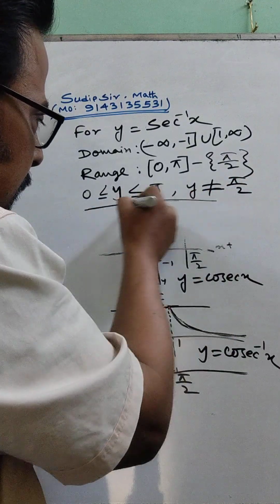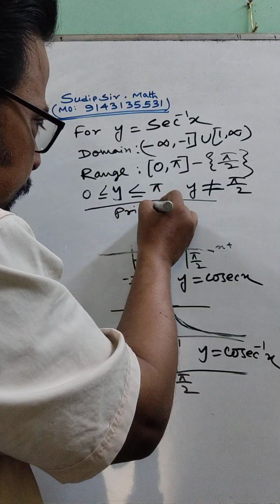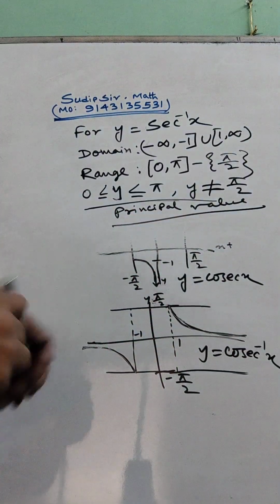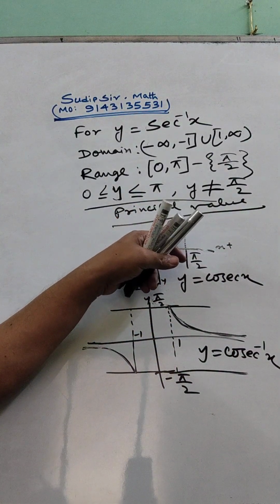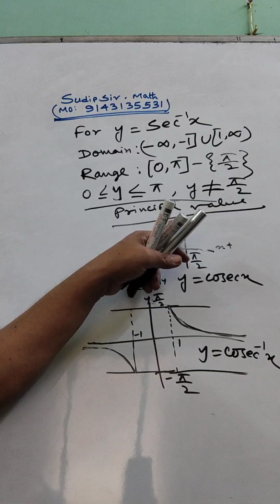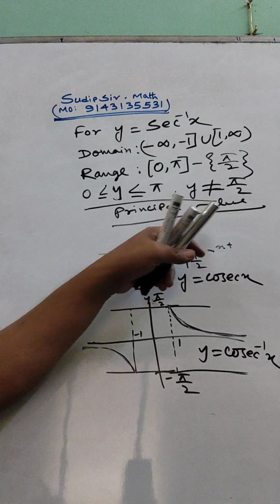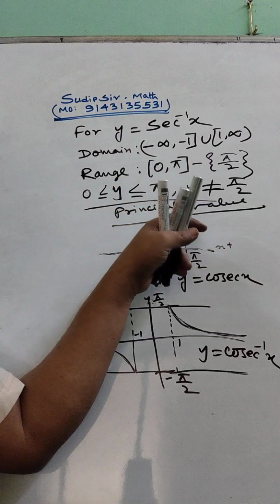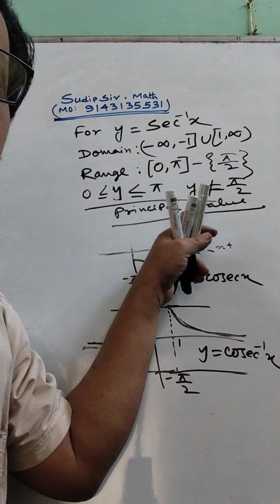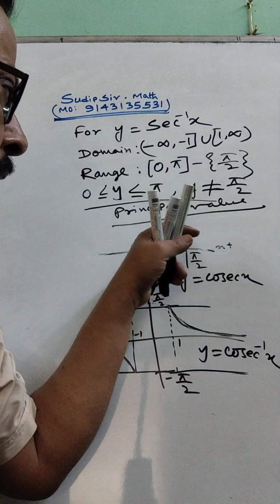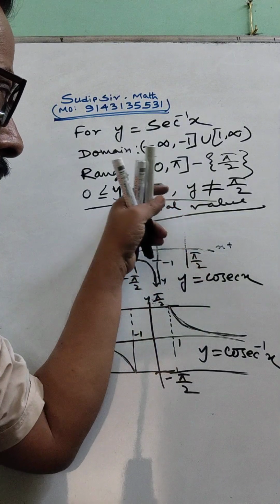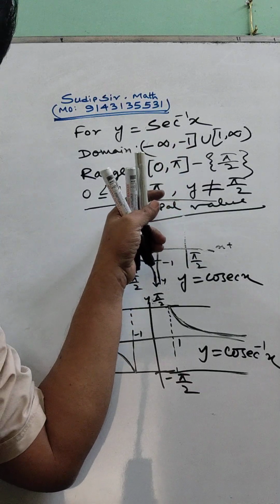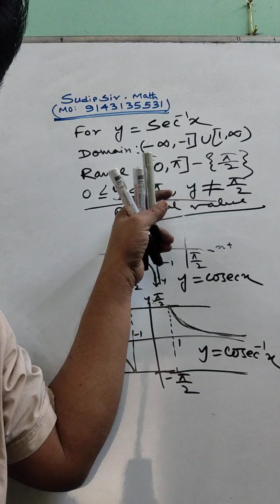So this will be the principal value. The principal value will be like this: 0 to pi, but it does not take y equal to pi by 2. So this is the domain, this is the range, and this will be the principal value.